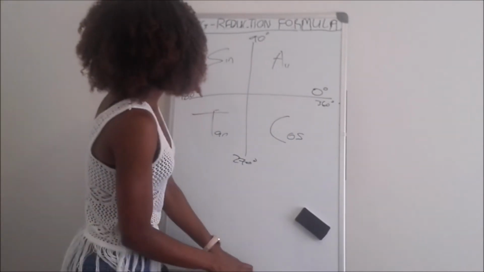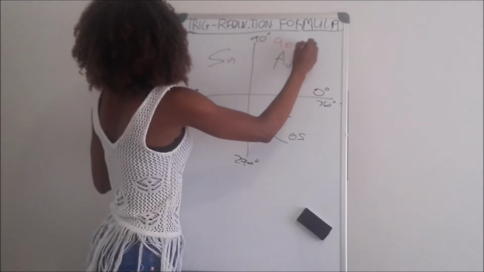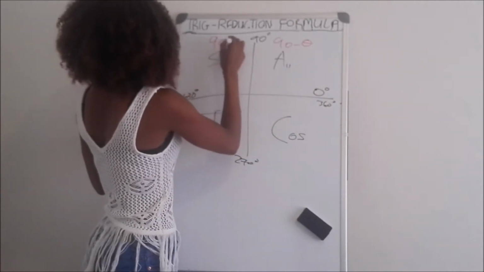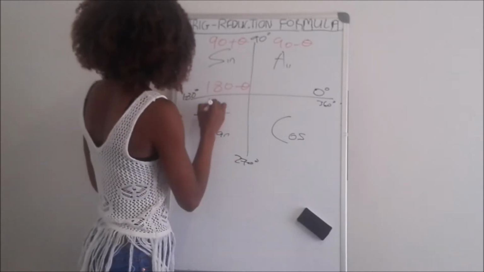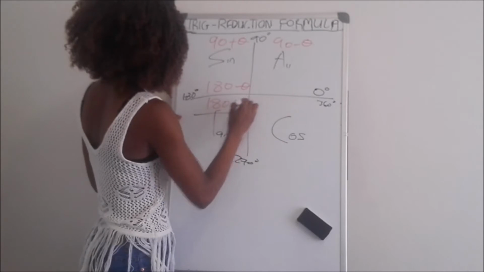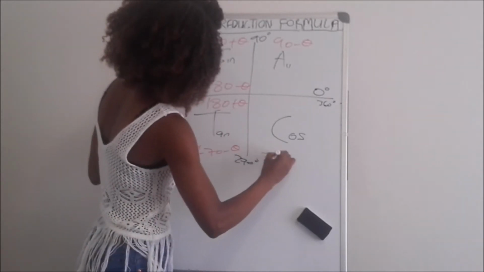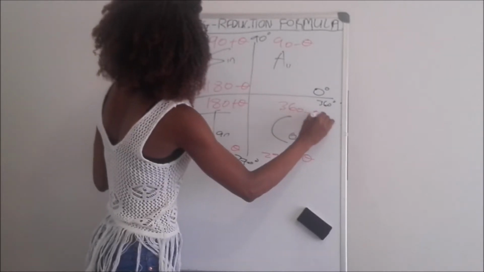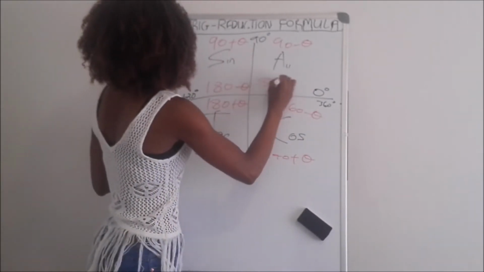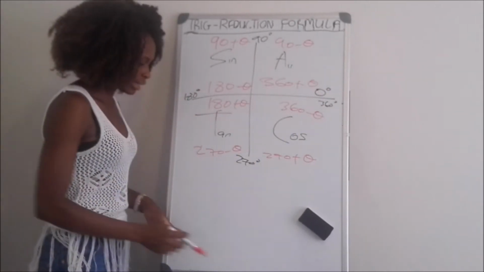Then in the first quadrant, we have 90 minus theta. In the second one, we have 90 plus theta and also 180 minus theta. In the third one, we have 180 plus theta and 270 minus theta. Here we have 270 plus theta and 360 minus theta. And in the first one, we also have 360 plus theta.